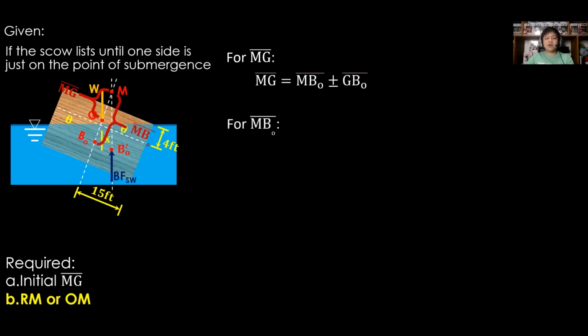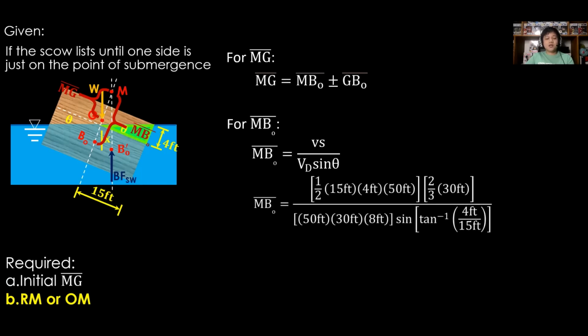Next, determine MBO bar. That is equal to VS over VD times S times sine of theta, where the volume of the wedge is 1/2 times the base of that triangular side, 15 feet, and times the height, that is equal to the total height, 12, minus the draft height, which is 8. So it is equal to 4 feet. Then it will be multiplied by the length of the scow, that is 50 feet.